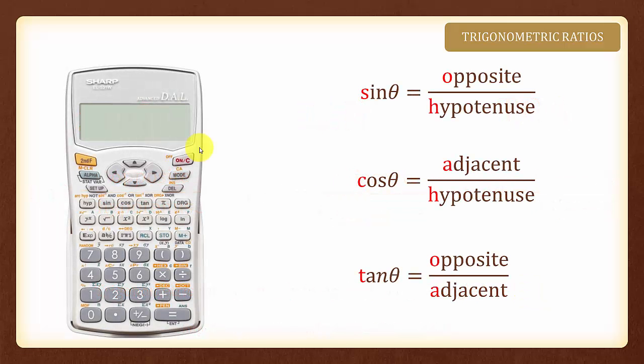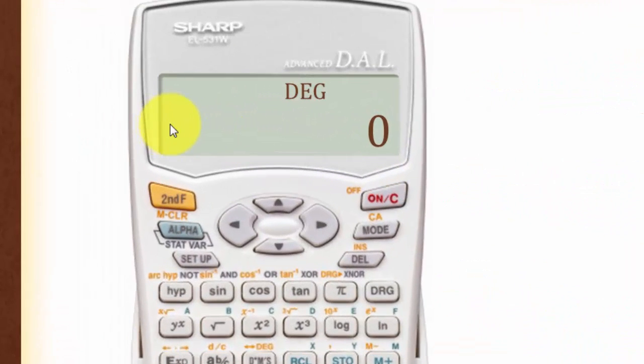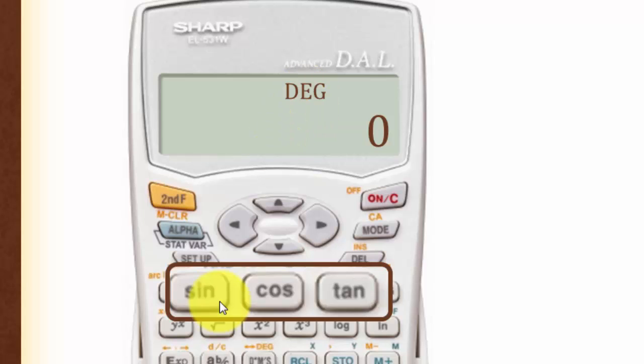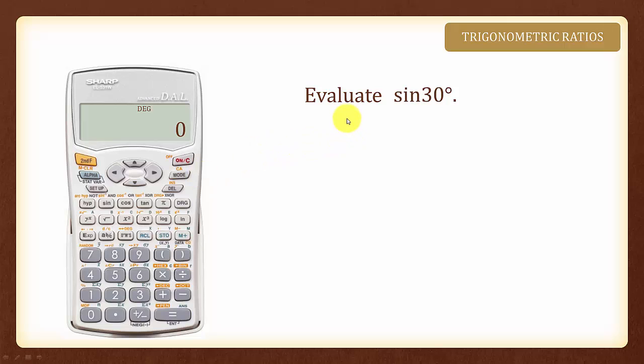Next, we shall learn how to use the trigonometric functions on a calculator. First, you need to ensure that your calculator is always in degree mode whenever you are using trigonometric functions. Can you locate the trigonometric functions on your calculator? You'll see the sine, cosine, and tangent buttons. First, let us learn how to evaluate sine 30 degrees. To do that, we press sine 30, followed by the equal button, and we have sine 30 degrees equals 0.5.